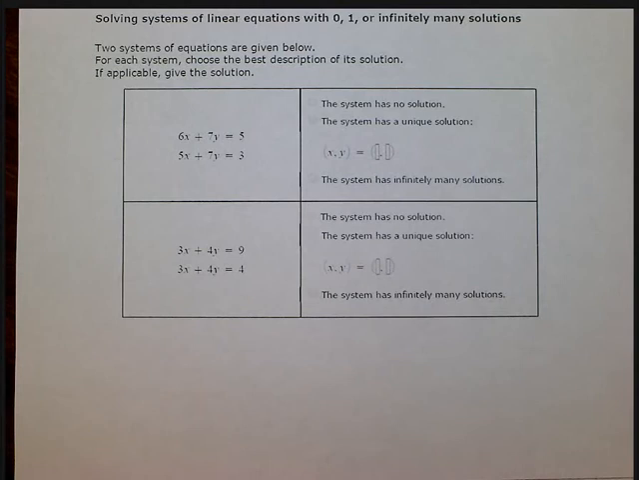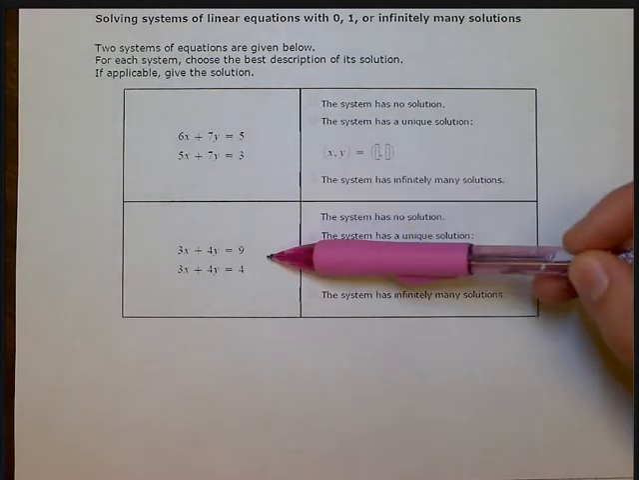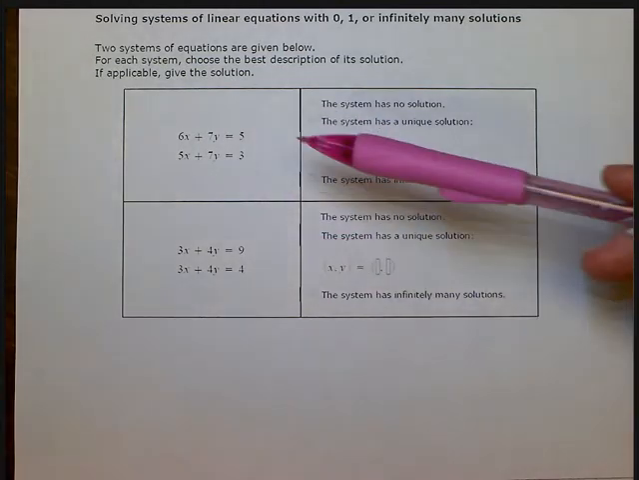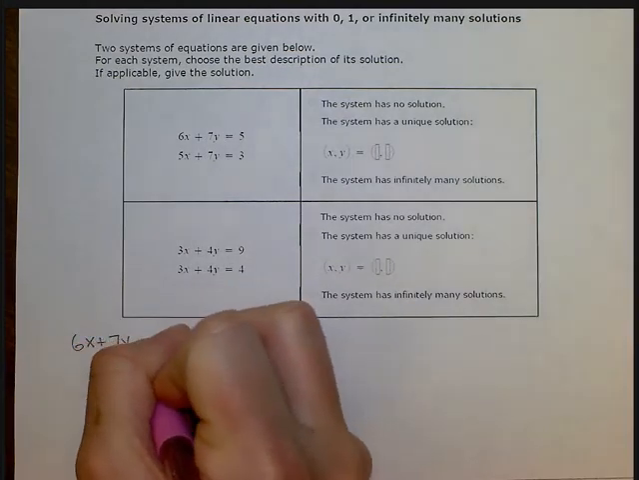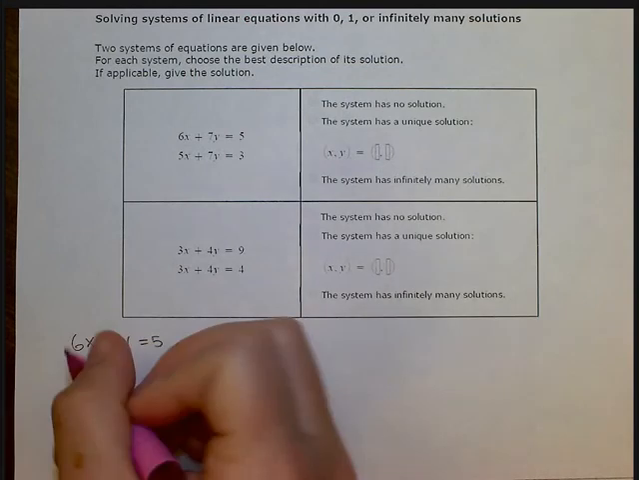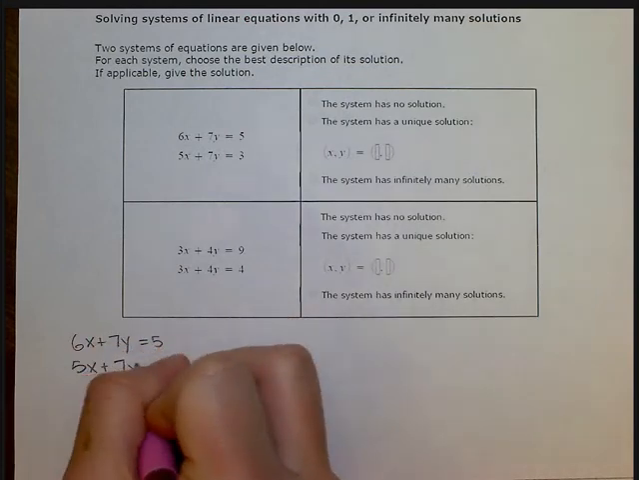All right, so here we see two systems of equations. We're just going to work with one at a time. So I'm going to start with this first one. I'm just going to rewrite it down here where I have some room to work with it. And 5x plus 7y equals 3.